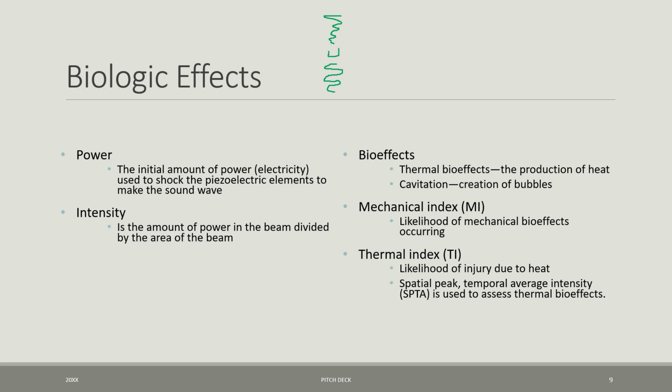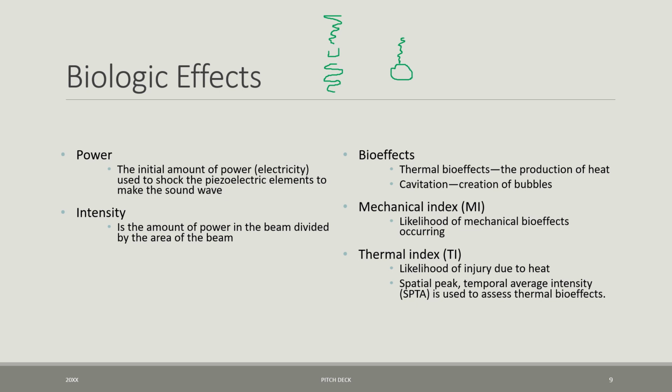First of all would be thermal effects. Thermal effects occur because of the bombardment of a cell with sound waves over time. The longer that cell is bombarded, the more likely it is to increase its thermal index. A thermal index is the measurement of how likely injury is due to heat. So the longer it's bombarded with sound waves, and the higher the intensity of that sound wave, both contribute to the probability of increasing the thermal index.